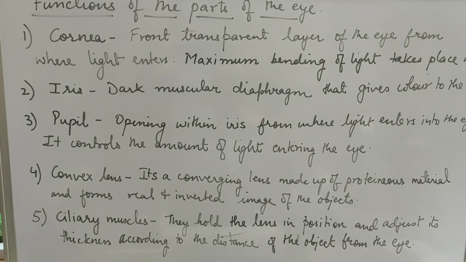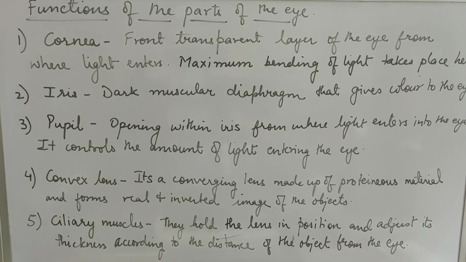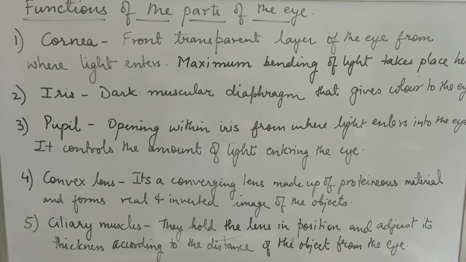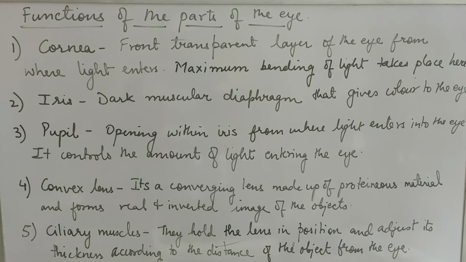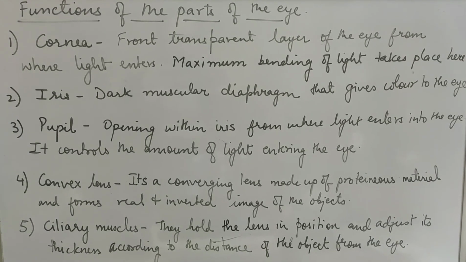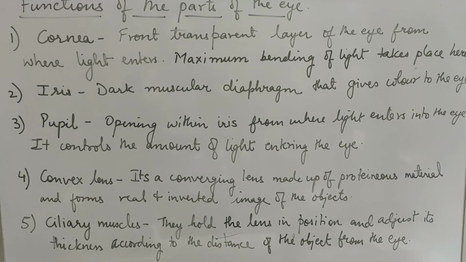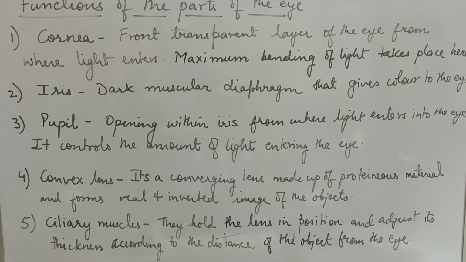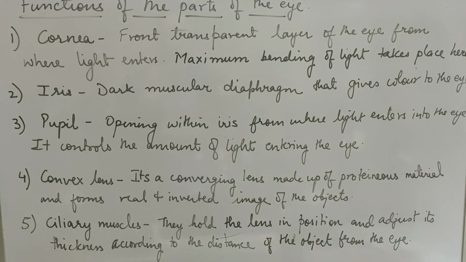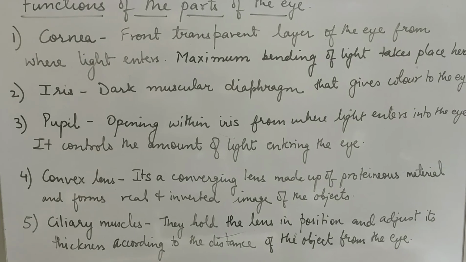Alright, so these are the functions of the various parts of the eye, starting with the cornea, that is the front transparent layer of the eye from where light enters. Maximum bending of light takes place here. Then comes the iris, which is a dark muscular diaphragm that gives color to the eye. Pupil is the opening within the iris from where light enters into the eye. It controls the amount of light entering the eye. We had discussed in bright light the pupil will become small, and in dim light it will widen.